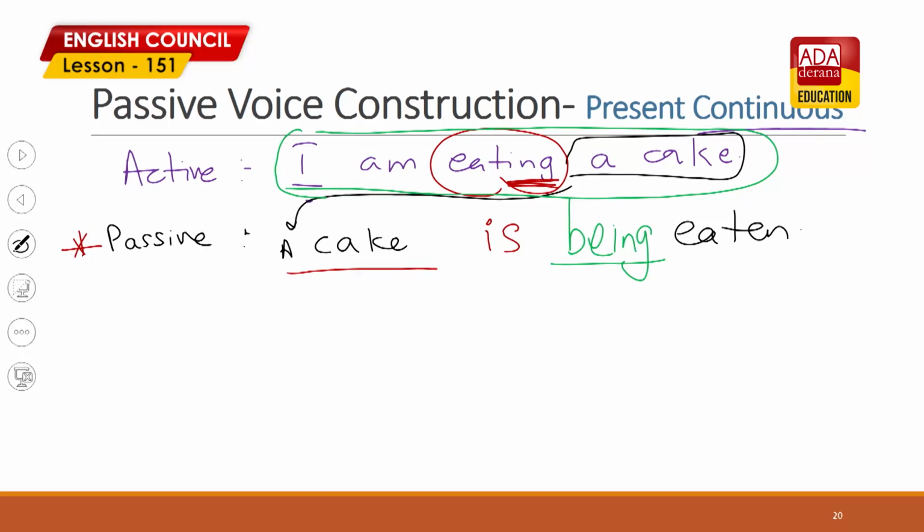Look at the screen. So being, we take it here. A cake is being eaten. If it's negative, you can take: a cake isn't being eaten. Is a cake being eaten?